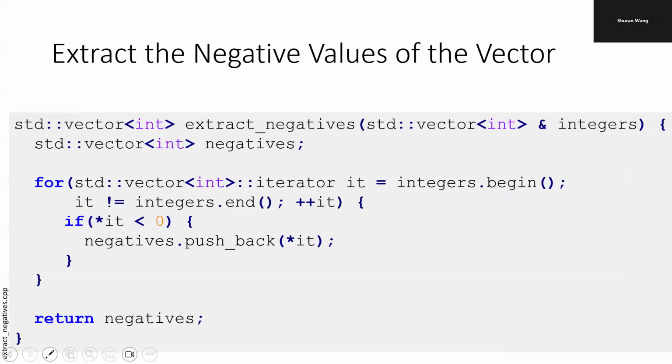So this is what the code should look like. For loop, vector<int>::iterator it points initially to integers.begin. It goes to integers.end and increments every time. And if dereferencing it is less than 0, which means it's a negative value, we push back the value into negatives and return negatives.